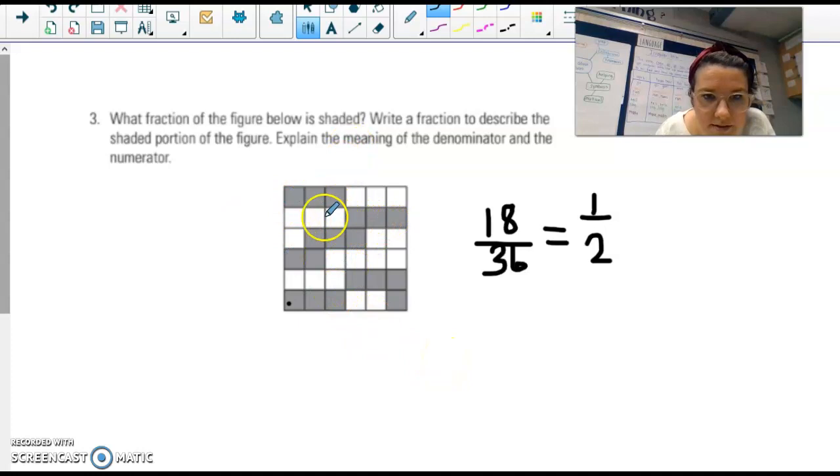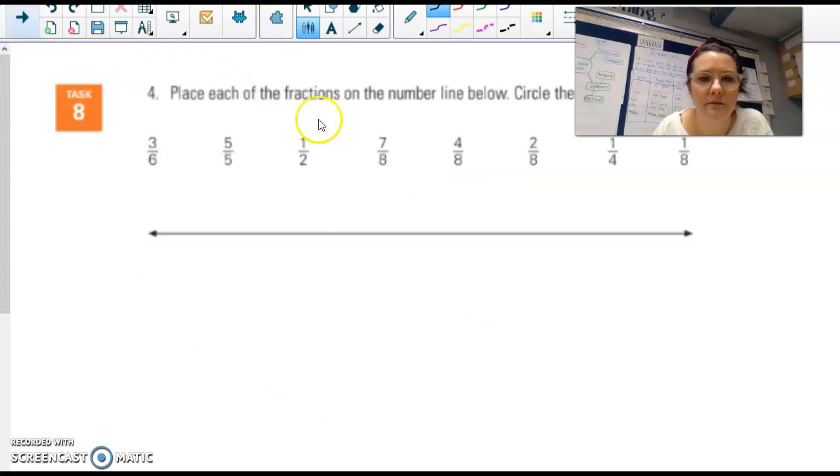And exactly, if I slid this portion over 3 and this one by 1, moved this one over here, put this shaded square up here, that would be 1/2 of the figure. Okay? And again, you could have other solutions here. Let's go to number 4.